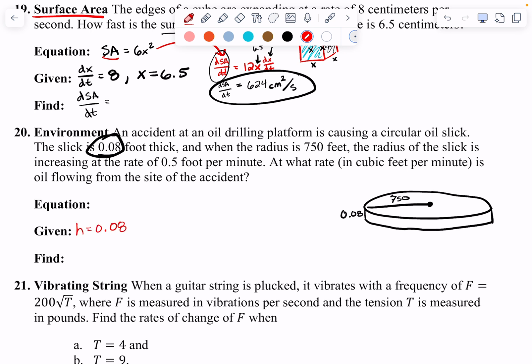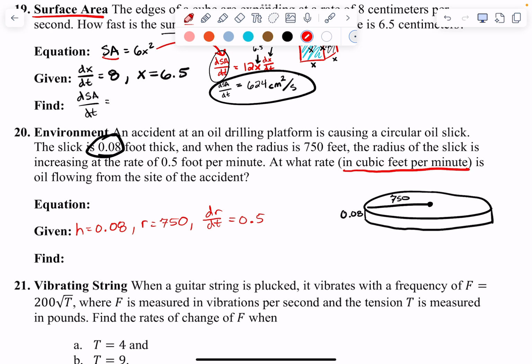0.08. When the radius is 750, radius equals 750. The radius is increasing at a rate of 0.5, dr/dt. At what rate is the oil flowing from the site of the accident? What does that even mean? At what rate in, okay, the units will help me, in cubic feet per minute.